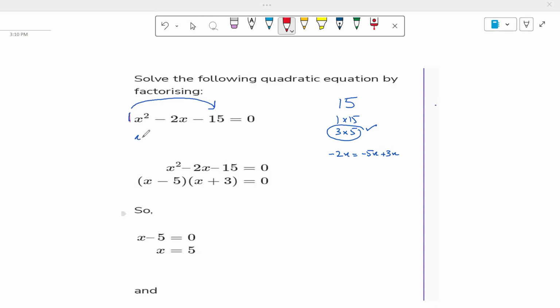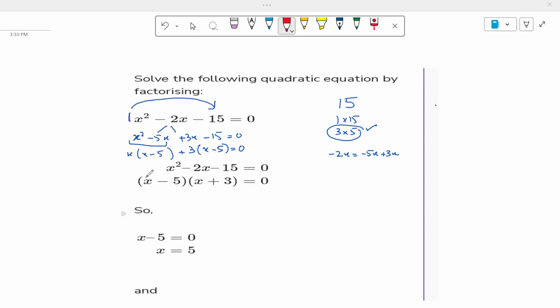So x squared minus 5x plus 3x minus 15. That's how our term has been broken. Now, taking common in pairs, with the first two, x is common, we are left with x minus 5. With the second two terms, 3 is common, we are left with x minus 5 equal to 0.